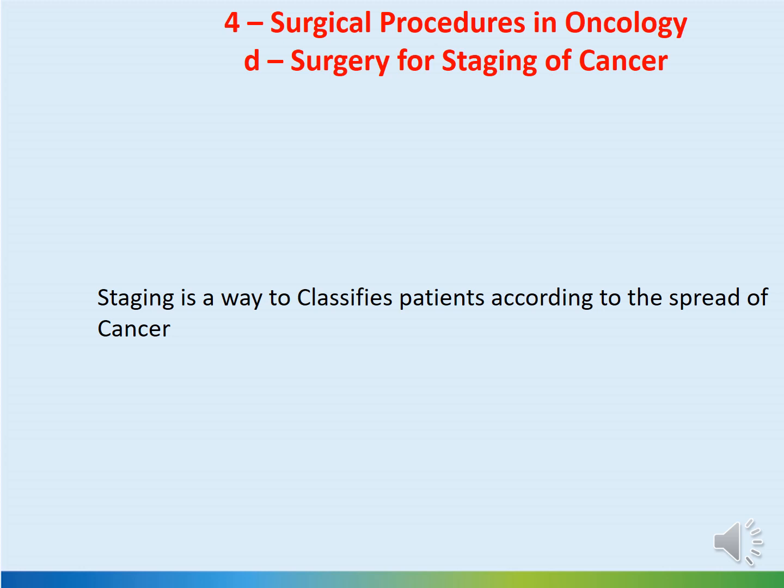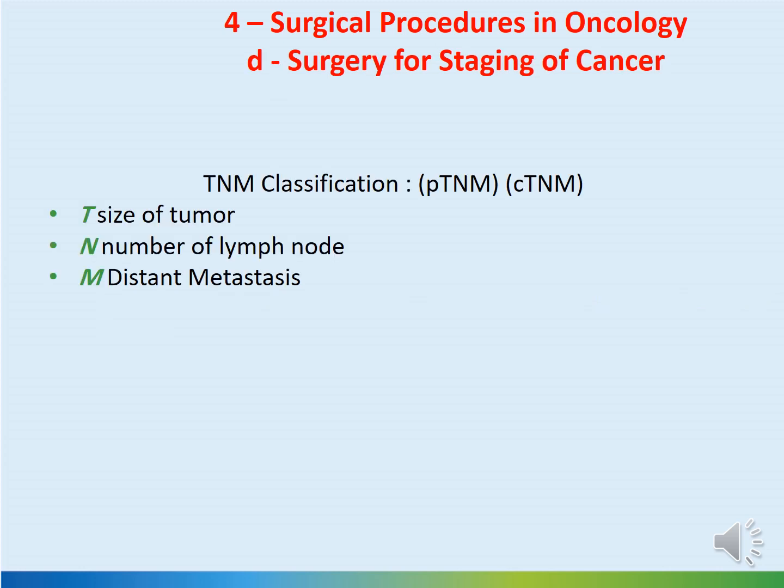We have many levels of staging. Cancer can be in the early stage if the cancer is only in the primary tumor. Cancer can invade the surrounding tissue or the lymph nodes, so it's called locally advanced. And if we have distant metastasis, then we are in stage 4, or end stage. Let me talk about the staging.